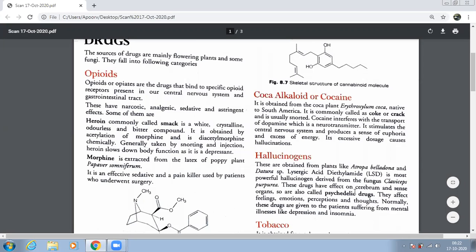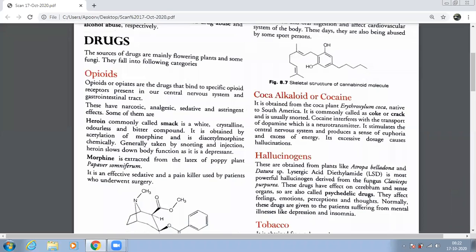Claviceps purpurea. These drugs have effect on the cerebrum and sense organs, so they are known as psychedelic drugs. Why are hallucinogens known as psychedelic drugs? Because they have effect on cerebrum and sense organs. Which category of drugs are known as psychedelic drugs and why? Ma'am, the drugs which affect the cerebrum and sense organs are called psychedelic. Yes. So the most powerful hallucinogen is LSD. Full form? Lysergic acid diethylamide. Derived from which fungus? Claviceps purpurea.